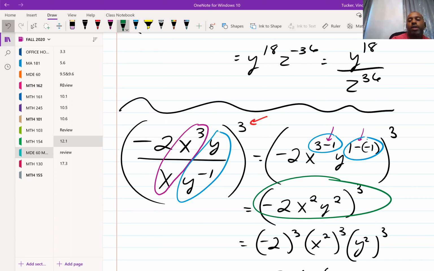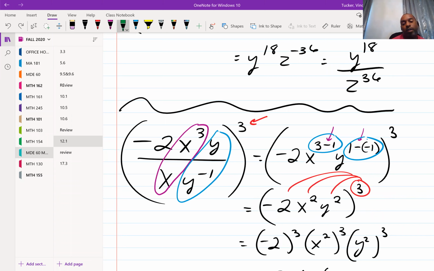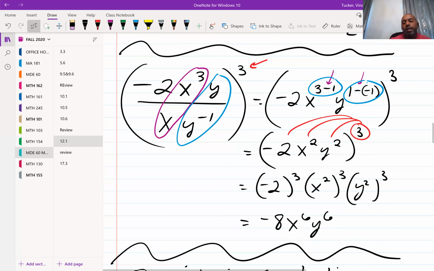Now I can take that 3 that's on the outside and apply it to each piece of this term. So that's what we have here, negative 2 cubed, x squared cubed, y squared cubed. And then we can finish it off, negative 2 cubed, that's negative 2 times itself 3 times, which is negative 8. And multiply your exponents here. 2 times 3 will give you x to the 6, y to the 6 for your exponents.